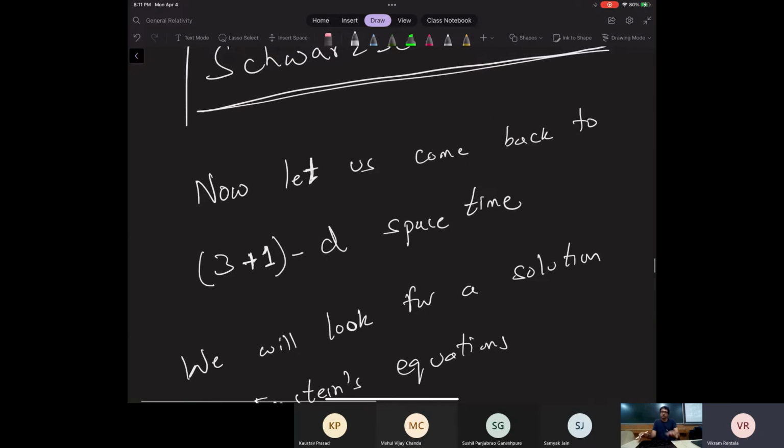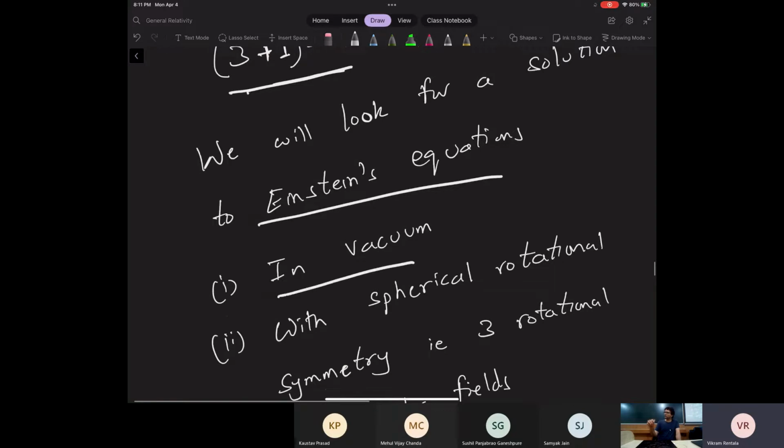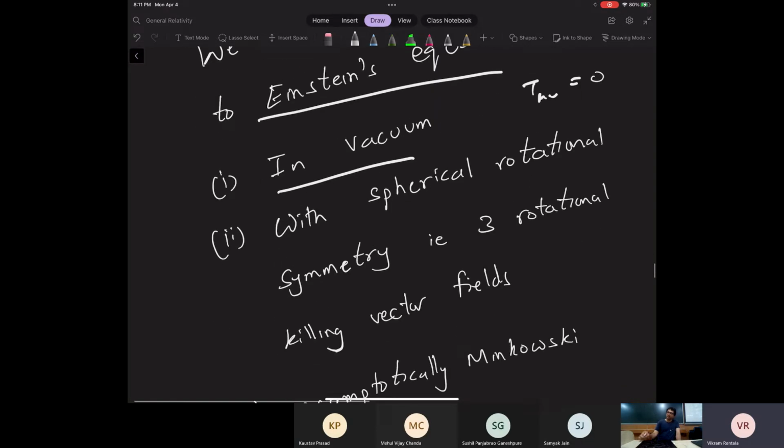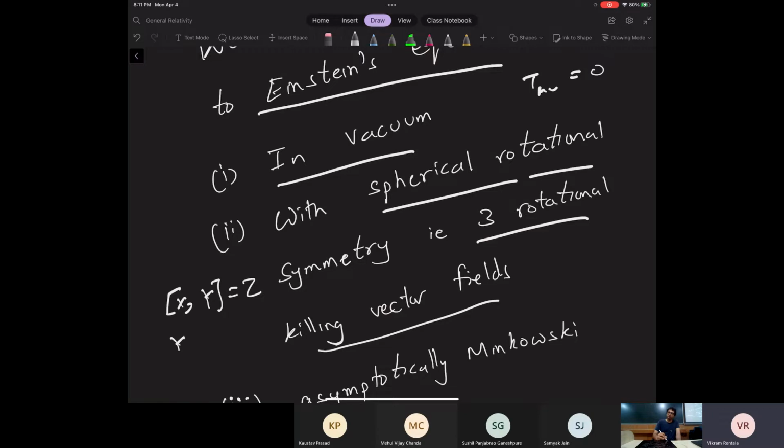Okay. So now let's come back to our 3+1D spacetime, and we look for a solution to Einstein's equations. First of all, it's a vacuum solution, which means we're solving with T mu nu equal to 0. That is, we're setting the stress energy tensor to 0. The second thing is we are looking for spherical rotational symmetry. That is, we have three rotational Killing vector fields. How do we define rotational Killing vector fields? Well, we're saying that there are three Killing vector fields that satisfy that algebra that we had written down earlier.